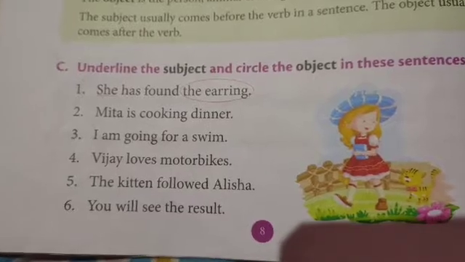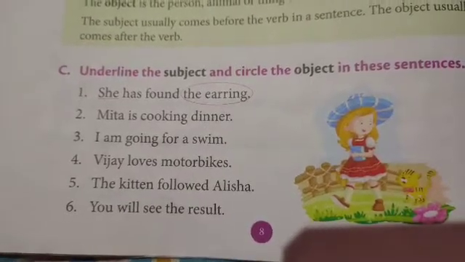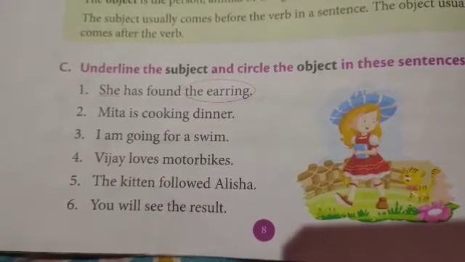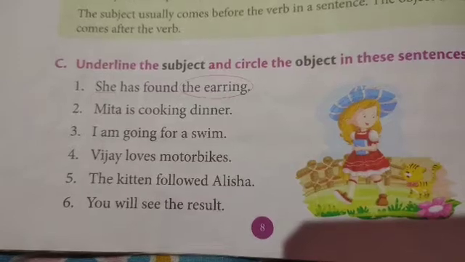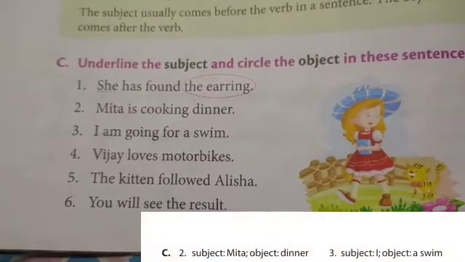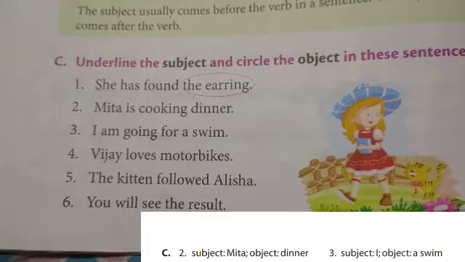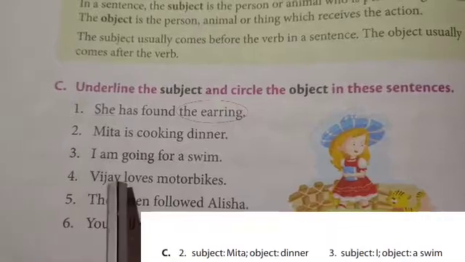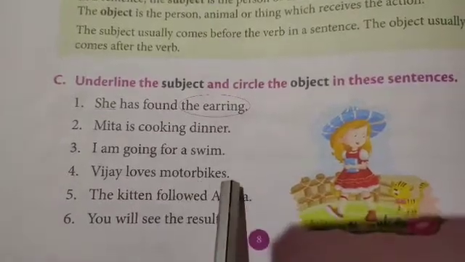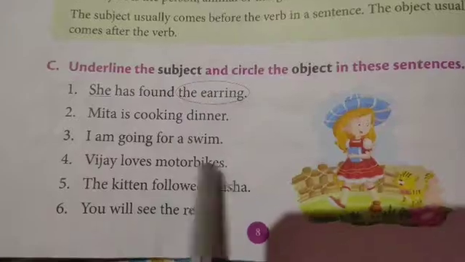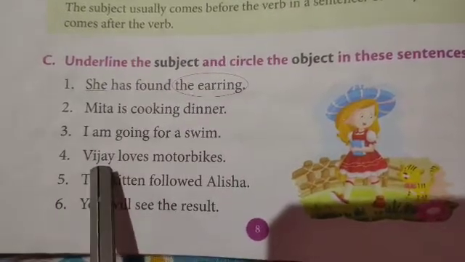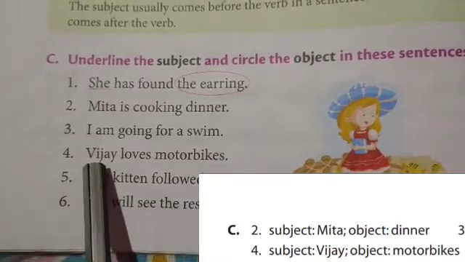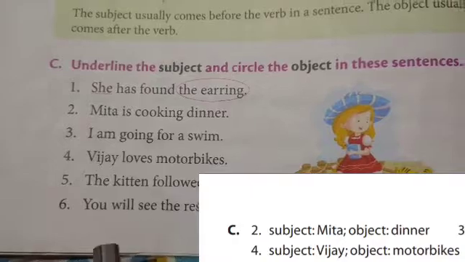The next one, number 3: I am going for a swim. Here which is the subject? Here the subject is I, and which is the object? The object is swim. Then you have to underline I and circle swim. Next one. Vijay loves motorbikes. Here which is the subject? Who loves motorbikes? Vijay. So Vijay is the subject and motorbike is the object. Then you have to underline Vijay and circle motorbike.